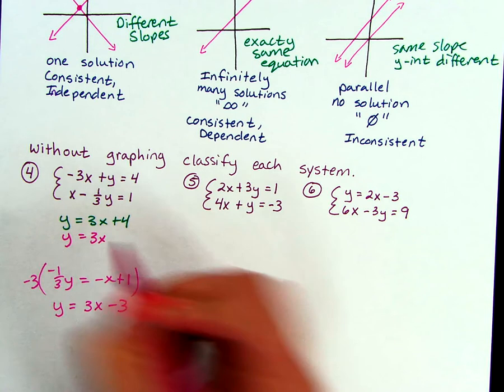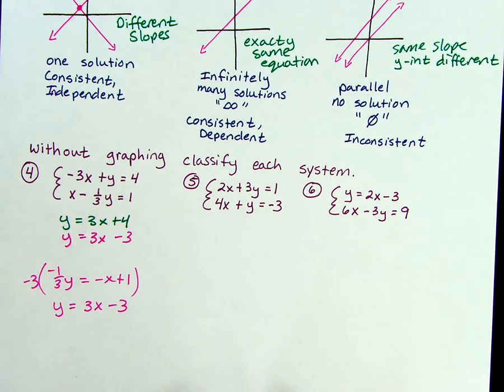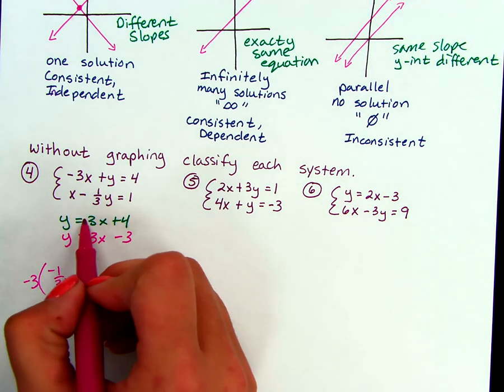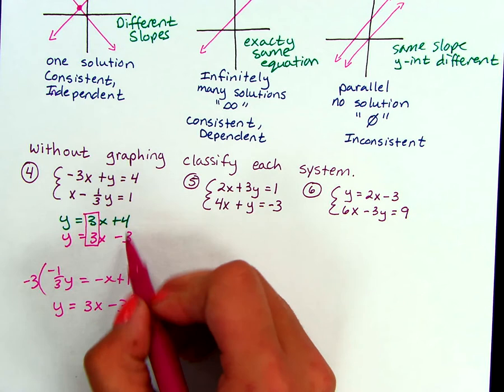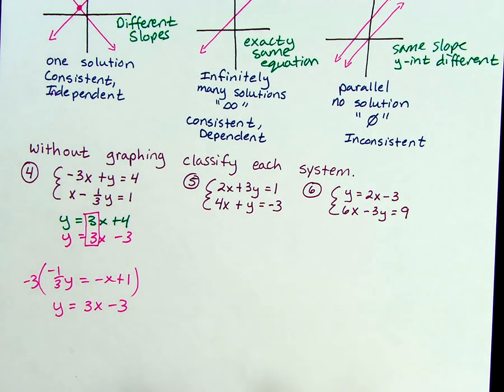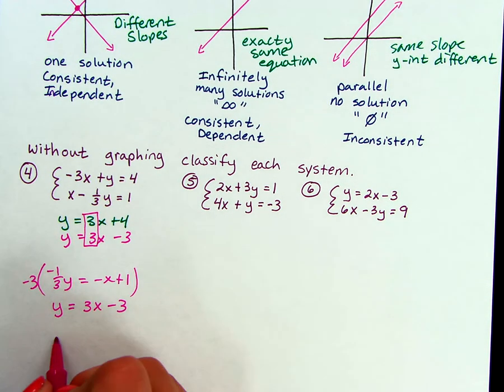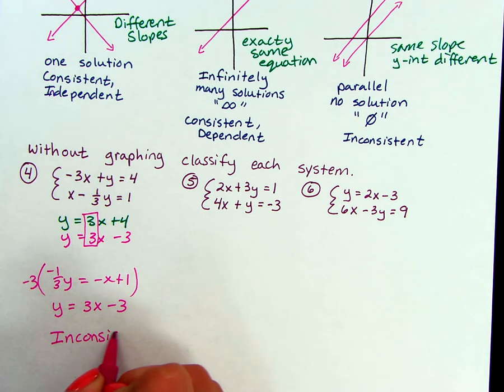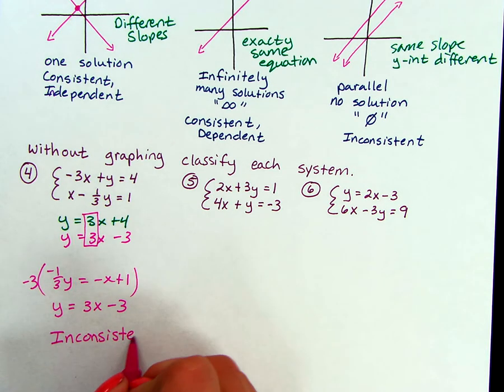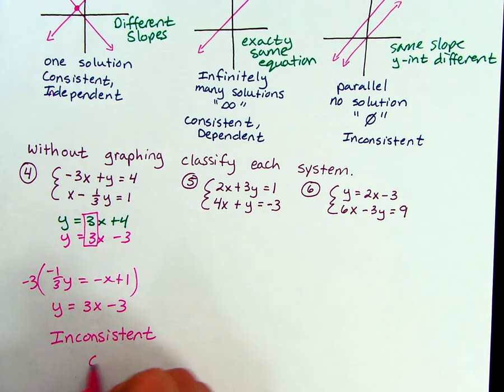So these are the equations that we are comparing. These have the same slope with a different y-intercept, so that means these are parallel lines. So we would call this one inconsistent, which means it's a no solution one.